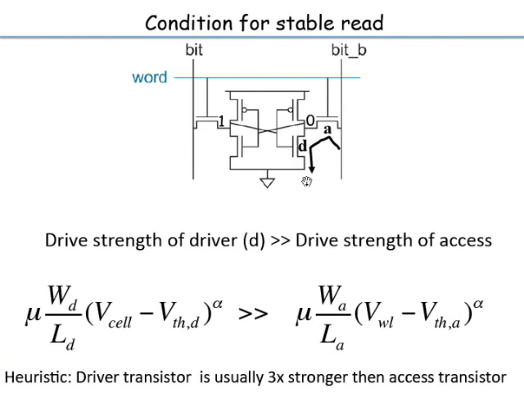Of course, the cell has to be stable, and so for making sure that the cell doesn't flip during a read, you make sure that the driver transistor is sized such that the drive strength of the driver is much bigger than that of the access devices. Now, how do you improve the drive strength? You already have clues from this equation out here. So what are the things you could do? You can increase WD compared to WA.